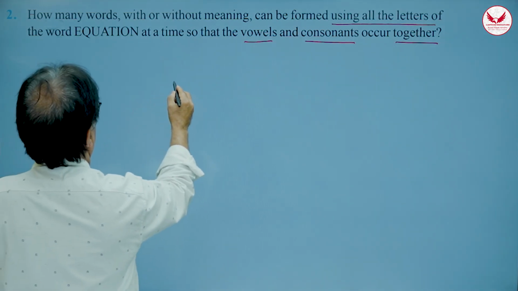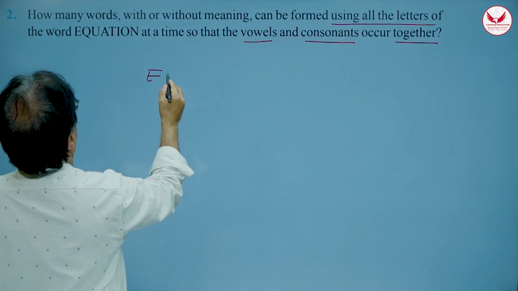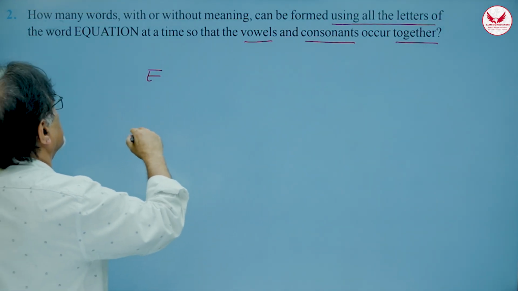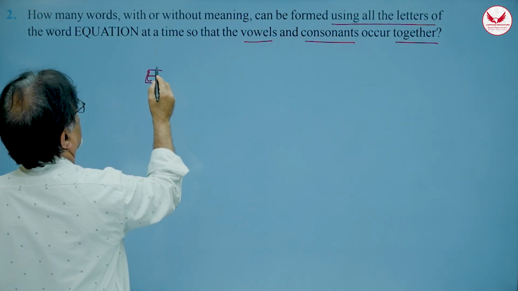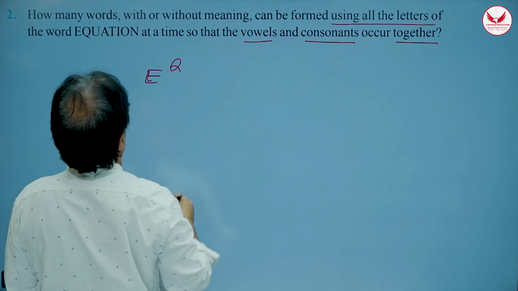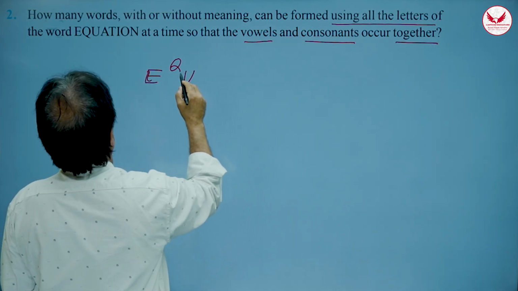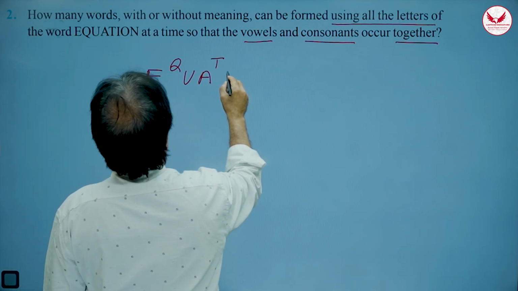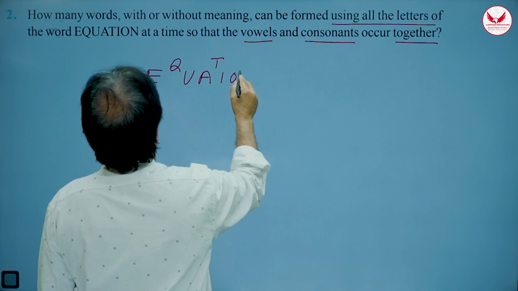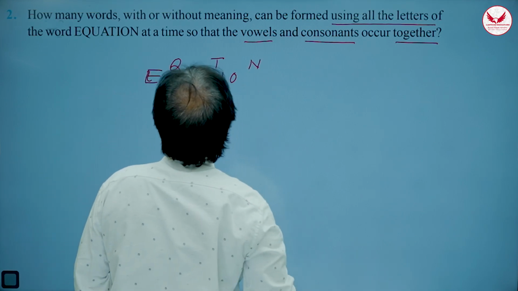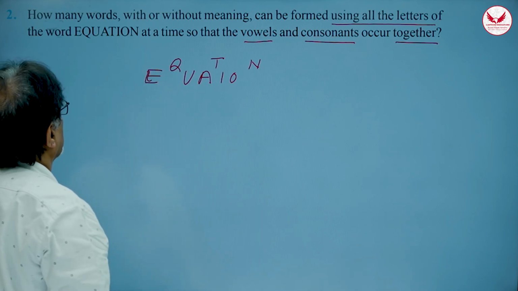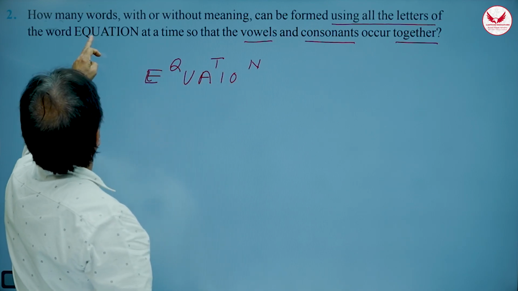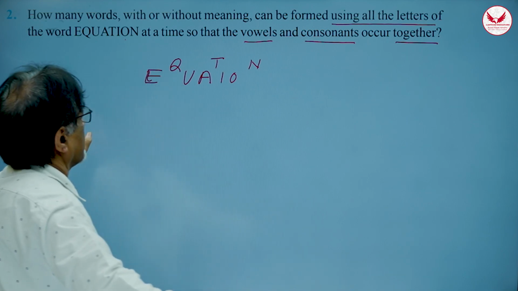Now, let us write the word itself. It is E. I will write the word equation in such a way that I automatically separate vowels from the consonants. E is a vowel, so I will write it here. Q is not a vowel, so I will write it slightly up. Then U is a vowel, and then A is a vowel. T is not a vowel. I is a vowel, O is a vowel, but N is not a vowel. So the entire word is accounted for: 1, 2, 3, 4, 5, 6, 7, 8 letters.